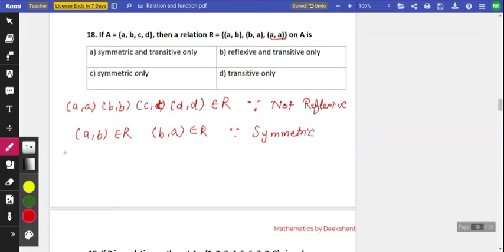For the given relation to be transitive, if A comma B and B comma A belong to relation R, then A comma A belongs to relation R. Therefore, the given relation is transitive. So the correct answer is option A. The given relation is symmetric and transitive only.